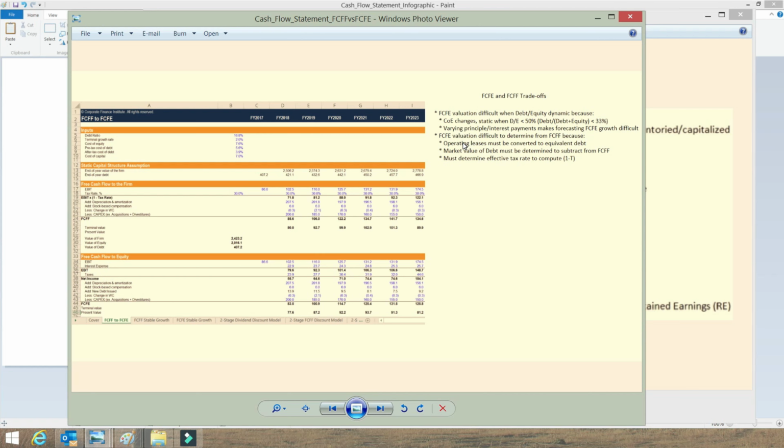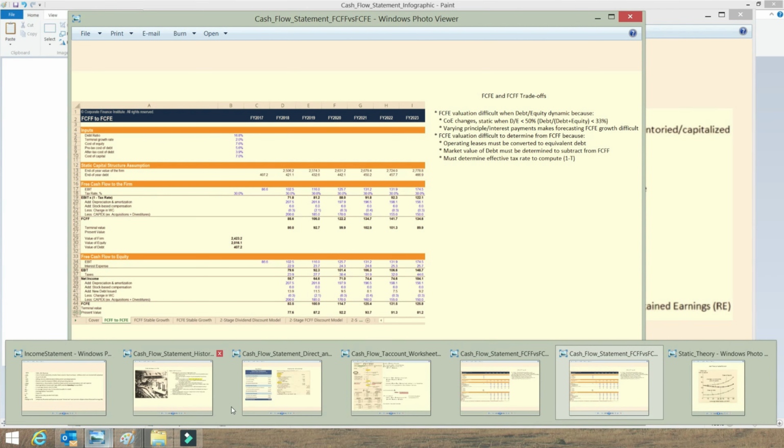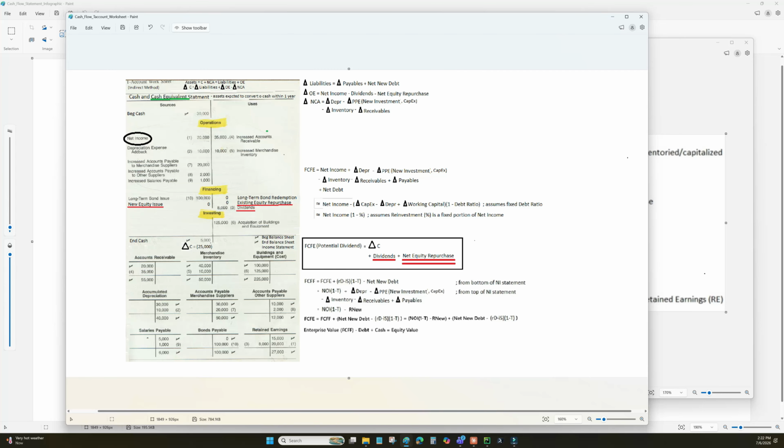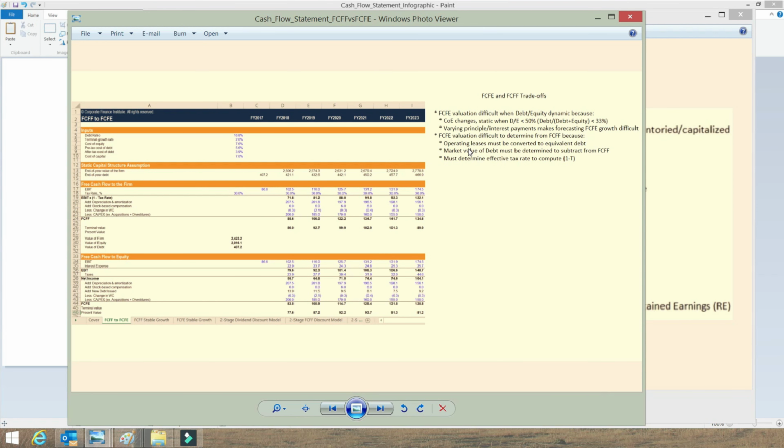Now, some difficulties about calculating free cash flow to equity from free cash flow to the firm valuation is that, as we were showing earlier, let's go back there and look at that real quick, if your goal is eventually to get to the equity value and you calculate the enterprise value, well, then you've got to come up with a value for debt and then add back the cash. You need to consider the impact of operating leases.